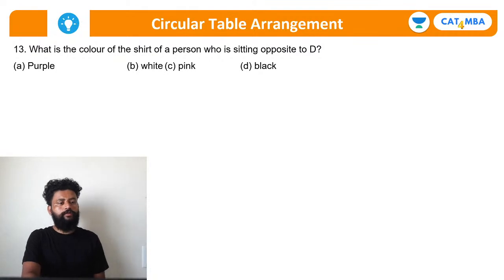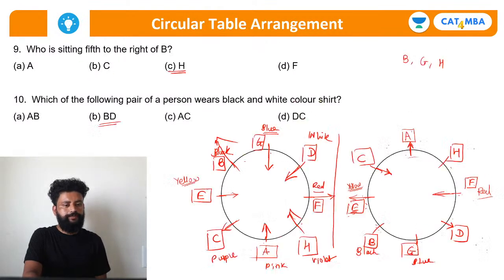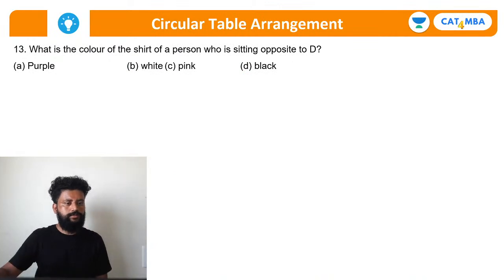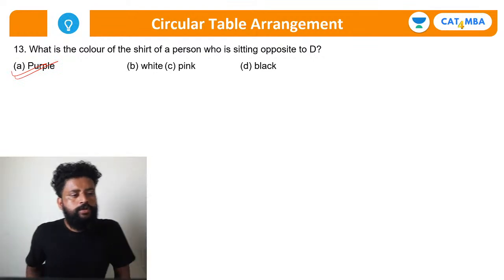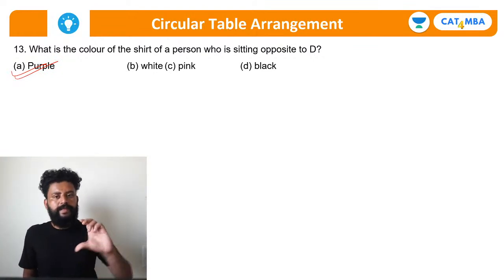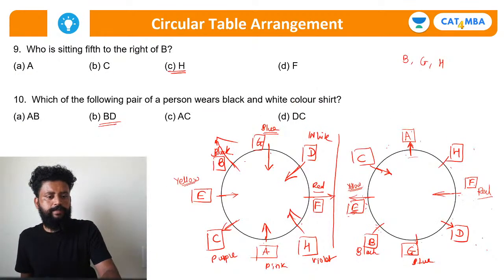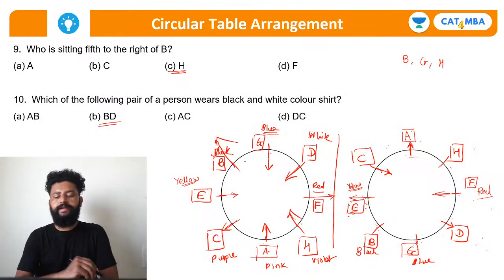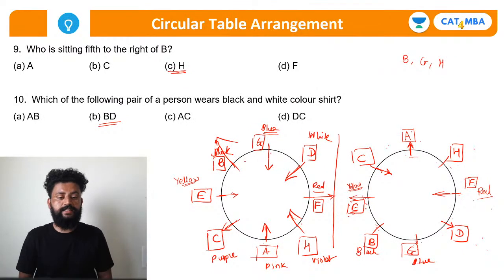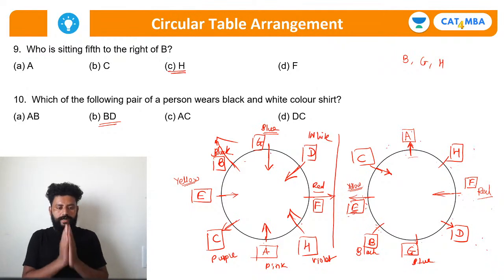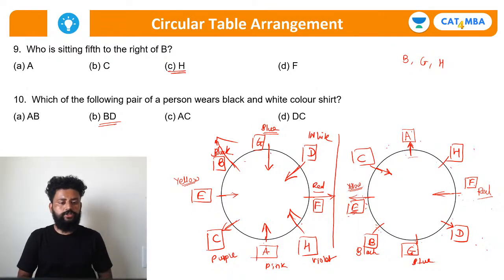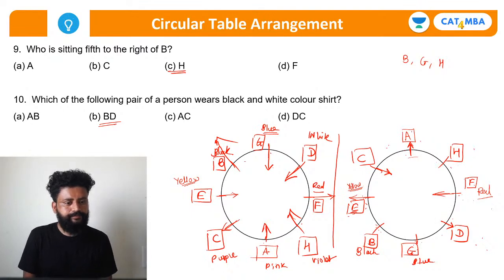What is the color of the shirt of the person sitting opposite to D? It's the purple shirt, right? We have got it finally. But anyway, you have to approach the question the way we started. There was some mistake in between, so that's why it took a bit more time. But of course, this is a really challenging and slightly lengthy question. Remember the approach, try it on your own once, and this should be the final answer you get.